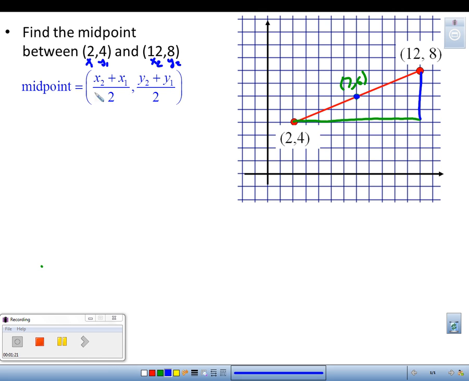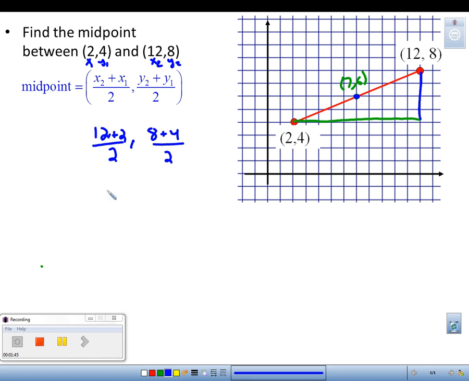So to find the x-coordinate of my midpoint, I can do x2 plus x1. That would be 12 plus 2 over 2. And then comma, and then for my y values, I do y2 plus y1 over 2, or in other words, 8 plus 4 over 2.